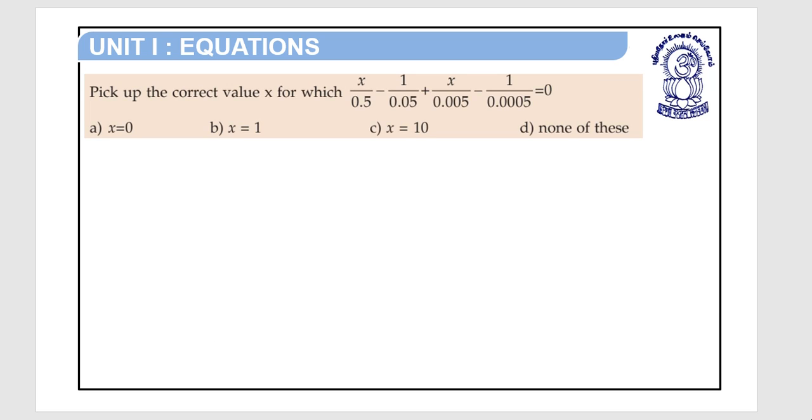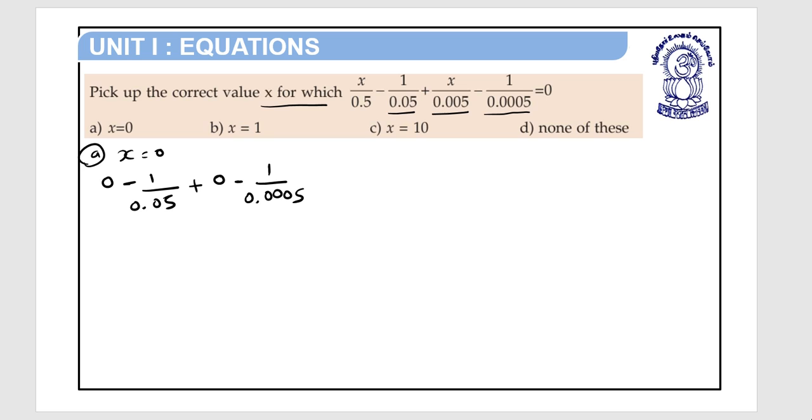Next, pick up the correct value x for which x by 0.5 minus 1 upon 0.05 plus x upon 0.005 minus 1 upon 0.0005 is equal to 0. Put the value one by one. A, x is equal to 0 into this. So 0 by 0.5, so 0 minus 1 upon 0.05 plus 0 minus 1 upon 0.005.